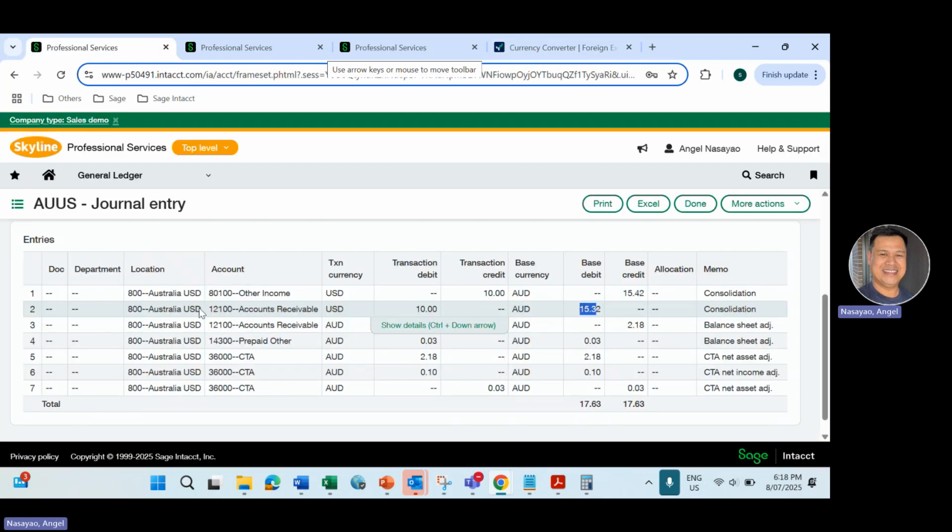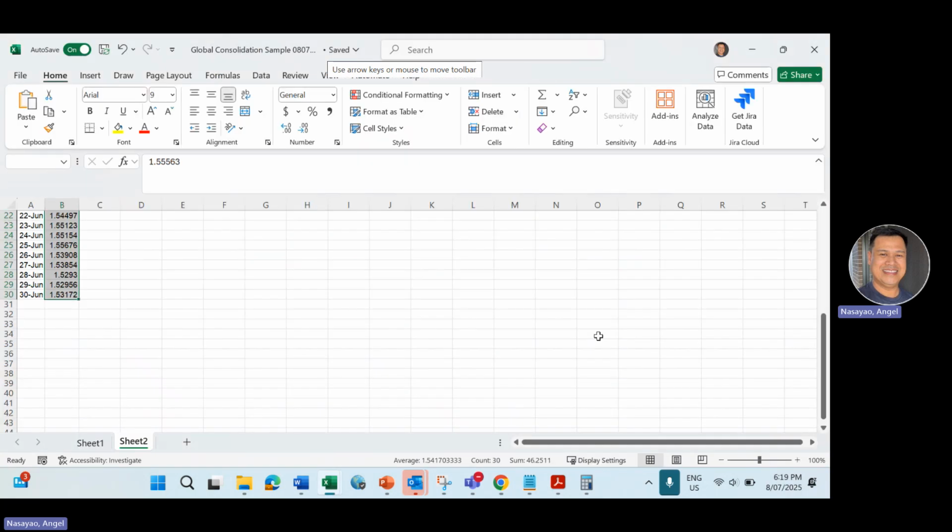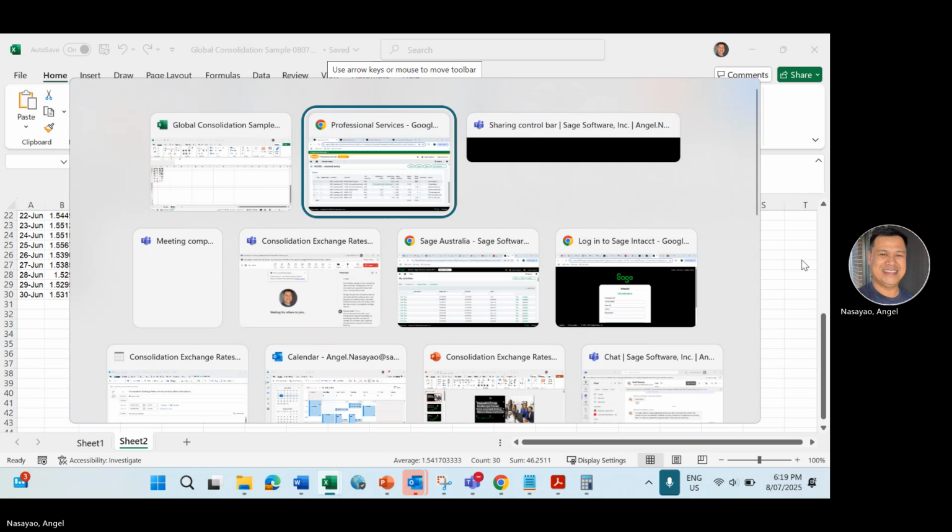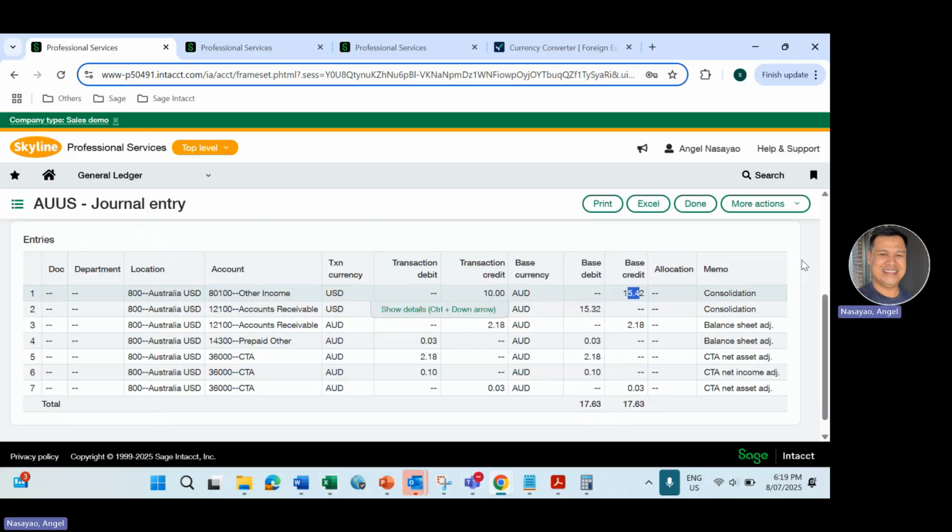And we know that for other income, this will be consolidated based on the rate we calculated here, which should be 15.42, right? Because 1.5417 times 10 is going to be $15.42 AUD. All right, so let's go back to that. 15.42 in here, right? And any discrepancy, in this case we have a cumulative adjustment with a 10 cent difference just to balance it out.